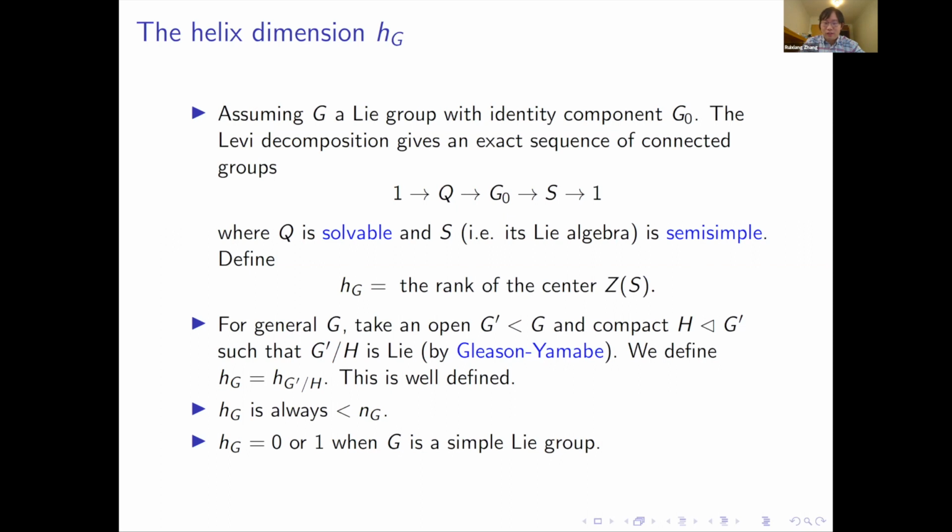I'm going to remark that this helix dimension is actually very small in practice. It's always smaller than n of g. I think it's always at most 1/3 times n of g. And when g is simple, this is either 0 or 1. You can do it by brute force, for example, classification of simple Lie groups. This comes from the fact that the fundamental groups of certain familiar groups are at most Z. So it's not very bad. This theorem still is correct in the order of magnitude, for example.